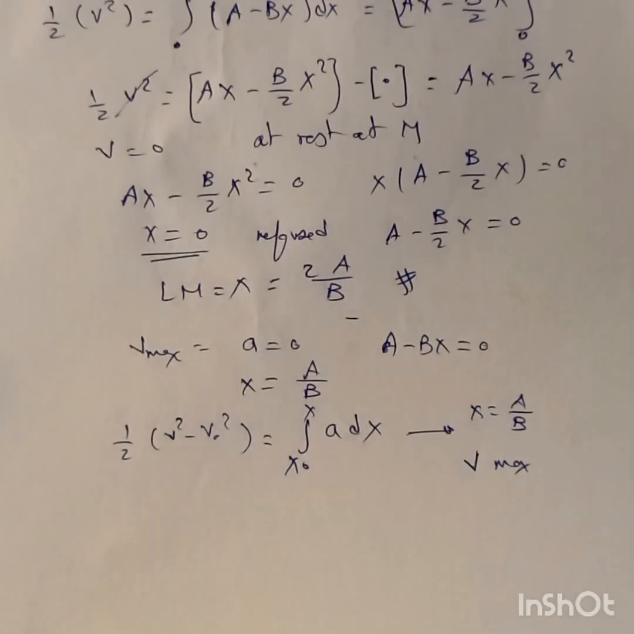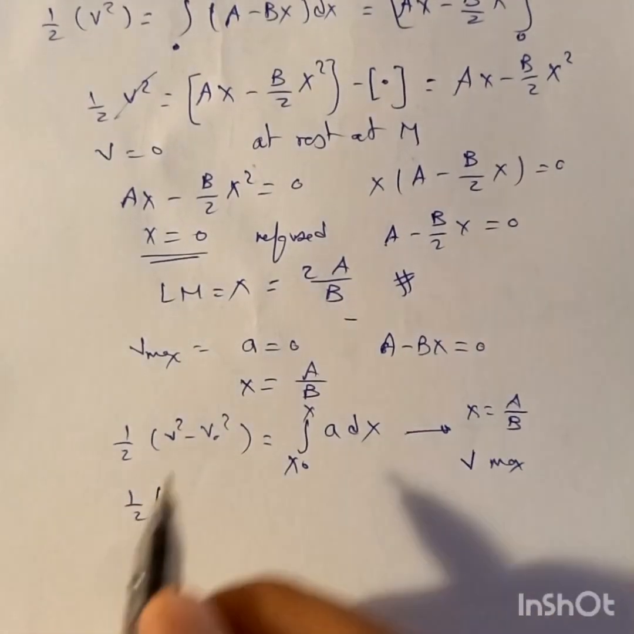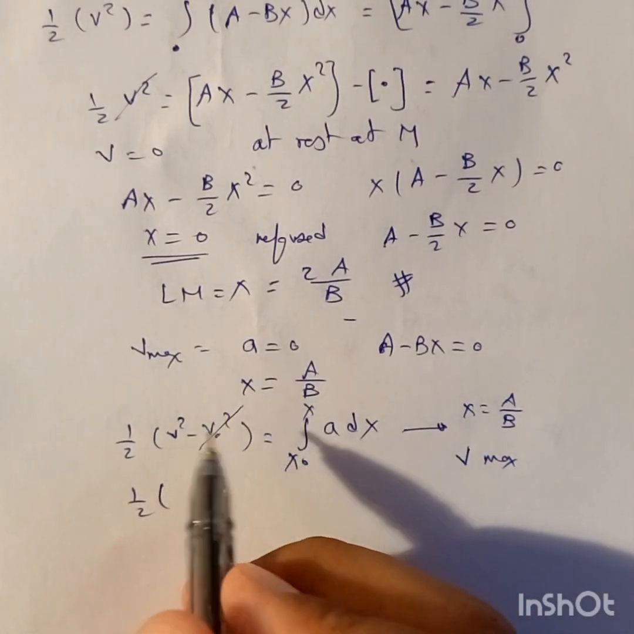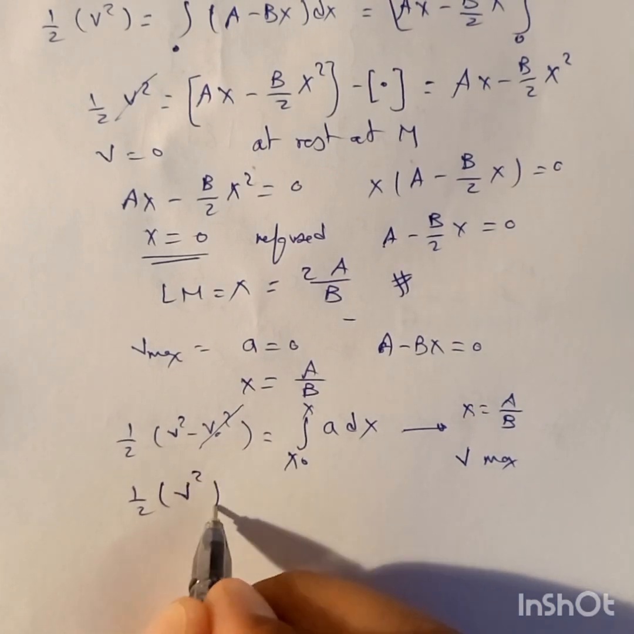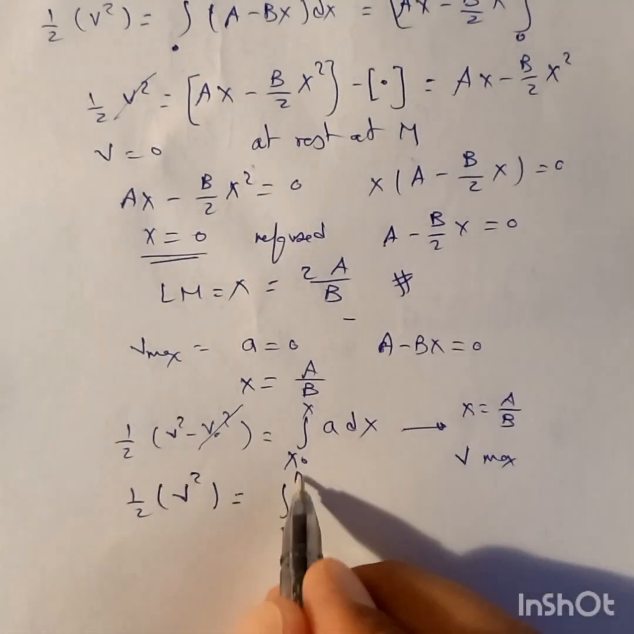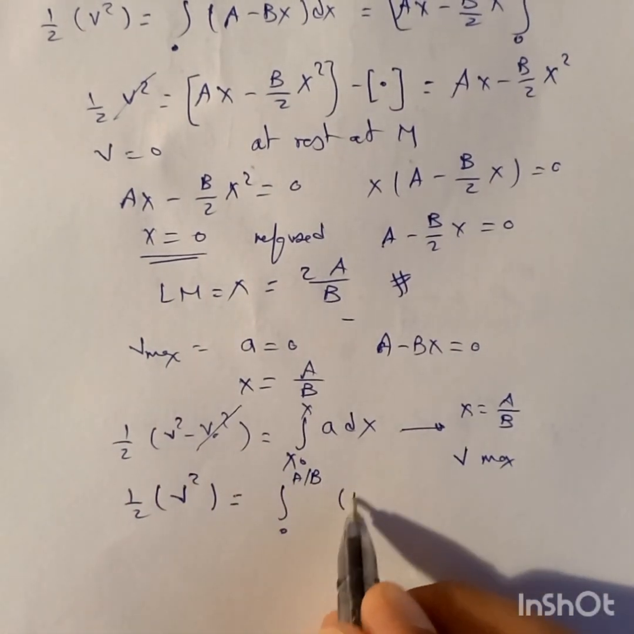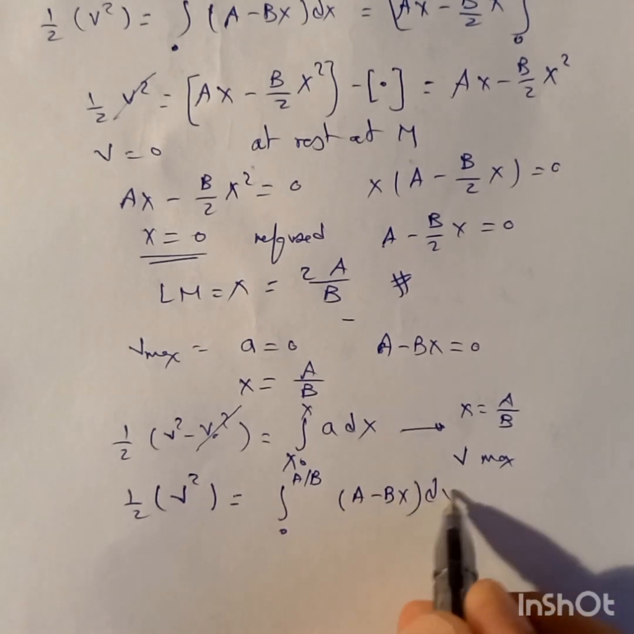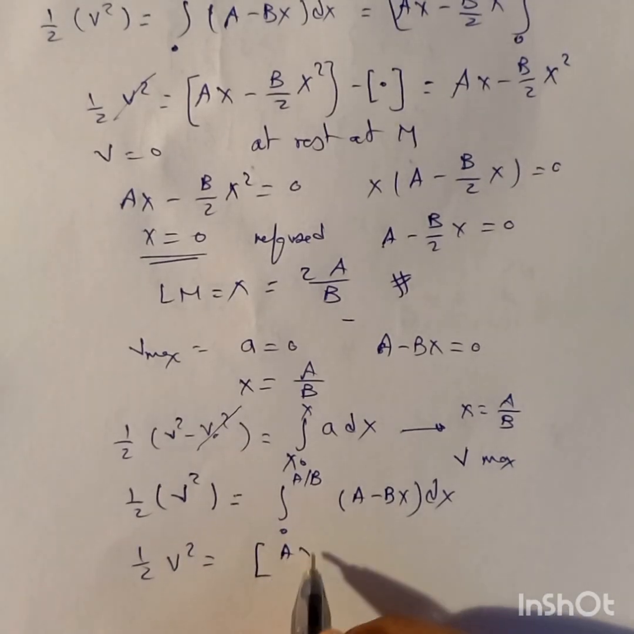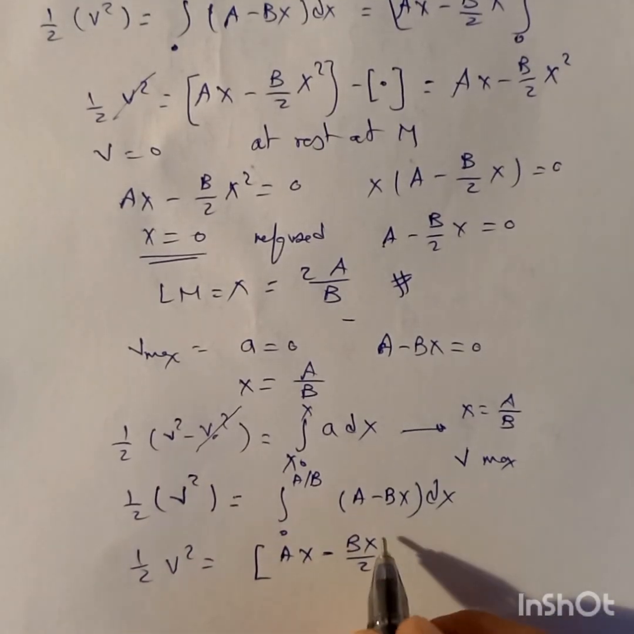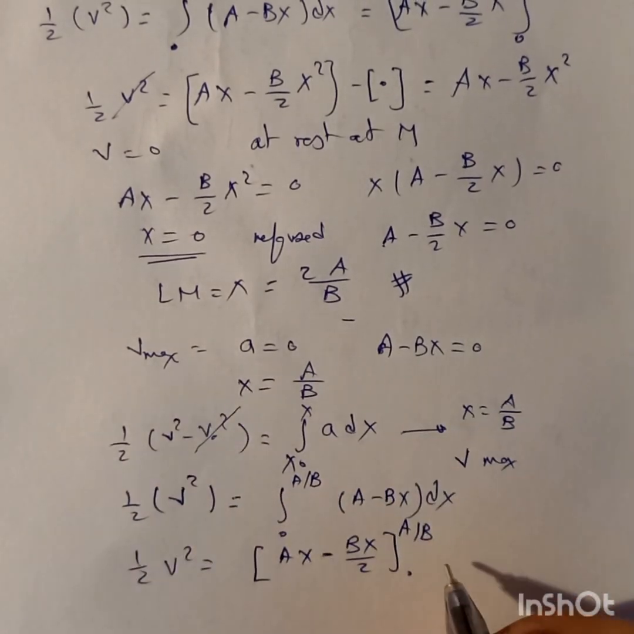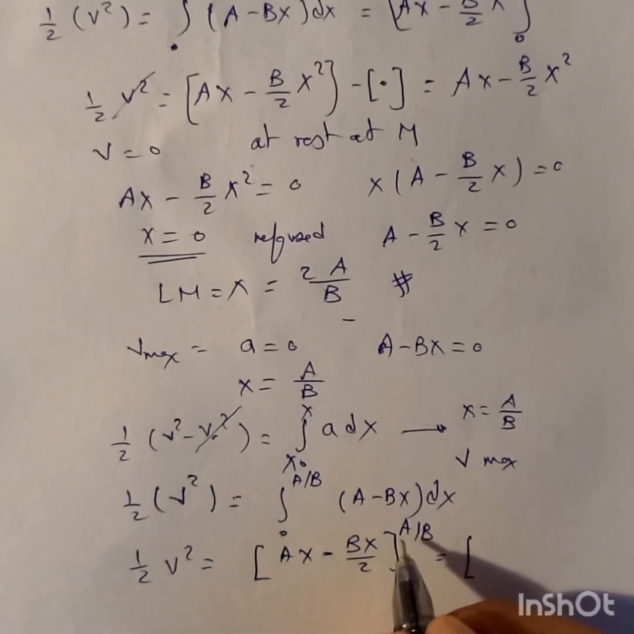Okay, then we can substitute half v naught square is 0, as the motion starts from rest at station L. Then we have half v square equals integration from x0 is 0 to x equals a over b of (a minus b x) dx. Then we have half v square equals a x minus b x squared over 2, from 0 to a divided by b.